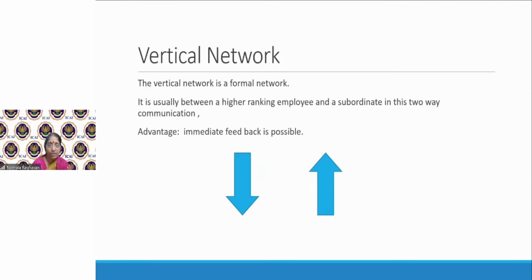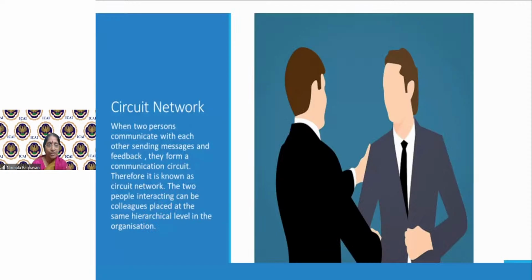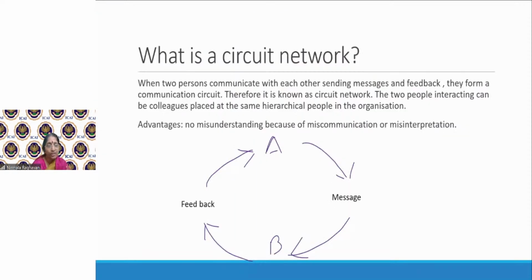Okay. So this is vertical network. Immediate feedback is possible and there is no misinterpretation. Now this is circuit. When two persons communicate with each other, sending messages and feedback, they form a communication circuit. Therefore, it is known as circuit network. The two people interacting can be colleagues placed at the same hierarchical level in the organization. What are the advantages? No misunderstanding because of miscommunication or misinterpretation. Of course, the communication is also quite quick.